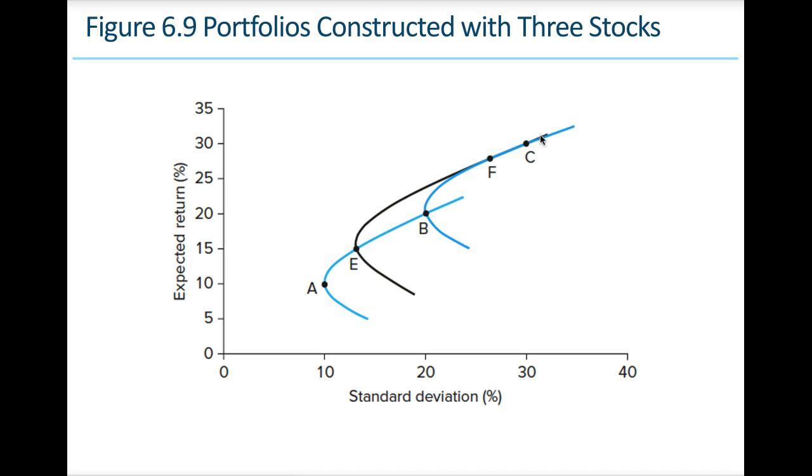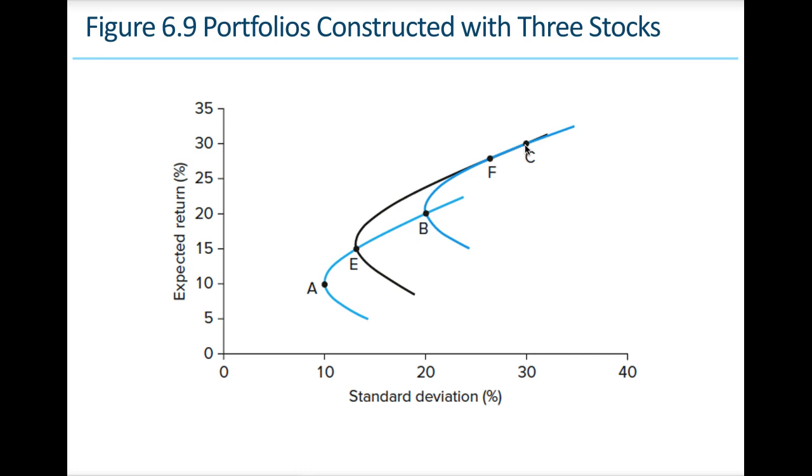The curve passing through A and B, so this curve here, shows the risk-return combination of these portfolios formed of different percentages of these two stocks. This could be 90-10, 80-20, 50-50, 20-80. So the curve passing through B and C, this would be the separate curve here, shows portfolios formed of the combination of these two stocks.